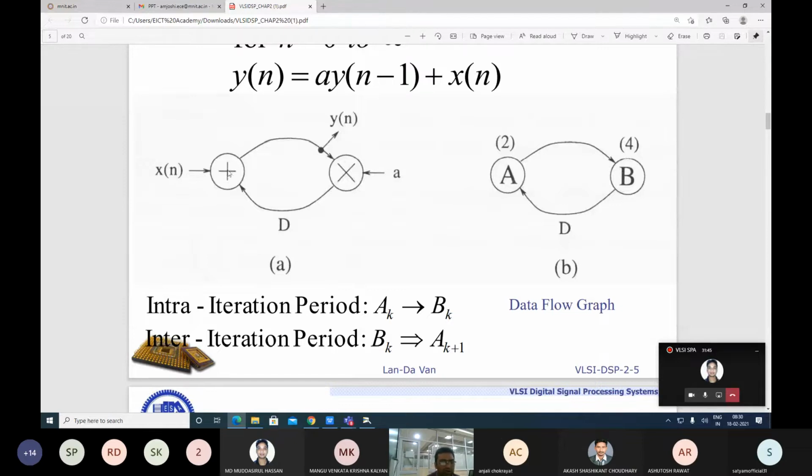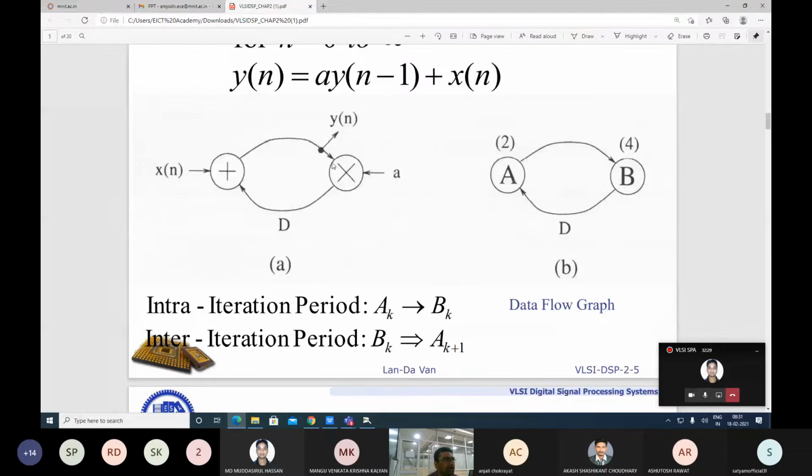From adder to multiplier, which is the top edge, there is no delay element. And the below edge, which goes from multiplier to adder, has one delay element. When a particular edge has zero delay, I can define that as the intra iteration period. For that edge, whatever time I can observe is the intra iteration period. So when an edge has no delay element, I can consider it an intra iteration period.